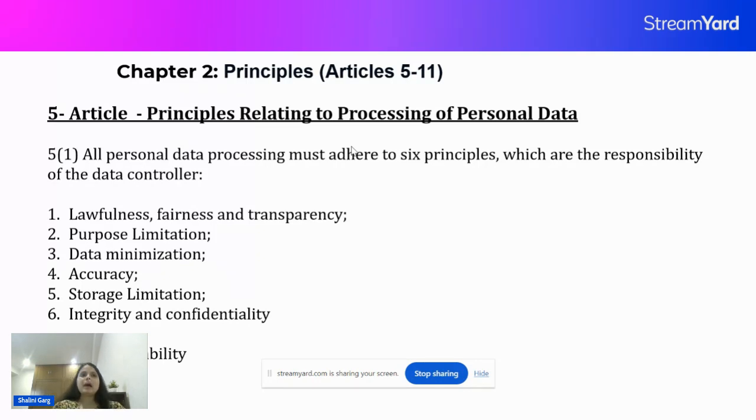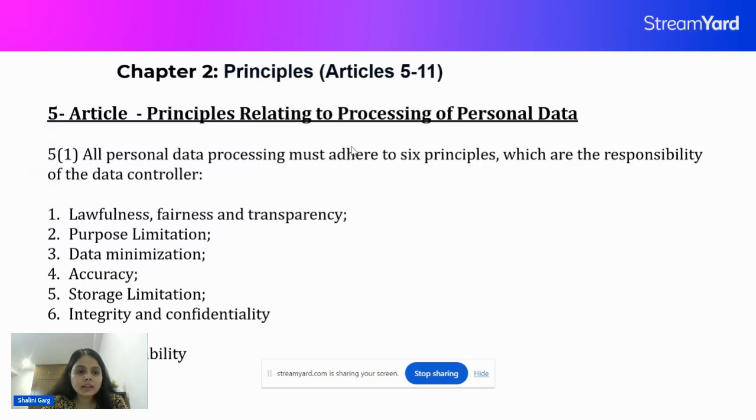So for example, I'll give you one example for that. I have collected the data to do the KYC of people, okay? Now my KYC has been completed and I have completed the KYC process. Now I cannot use that data, that Aadhaar card data, that PAN card data for some other purpose without informing the data subject.